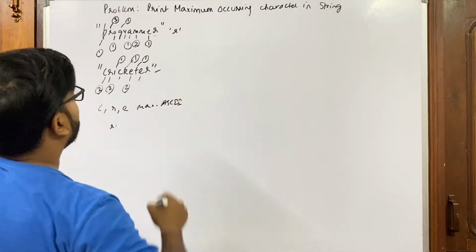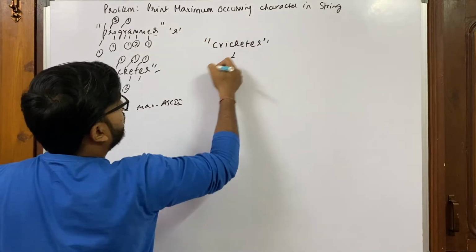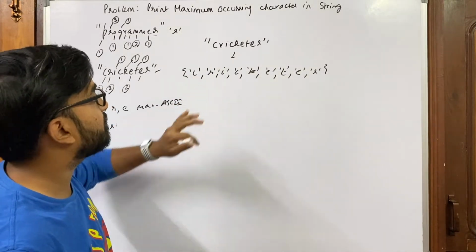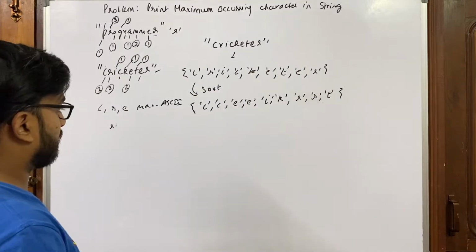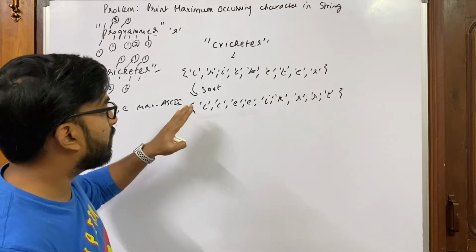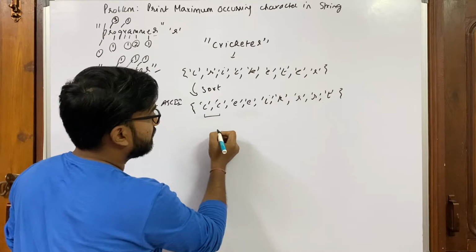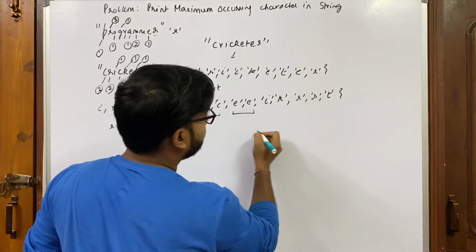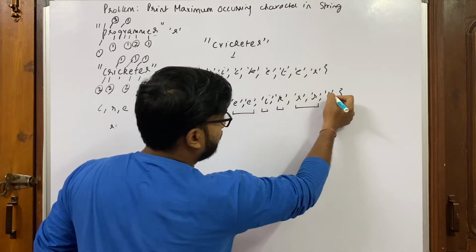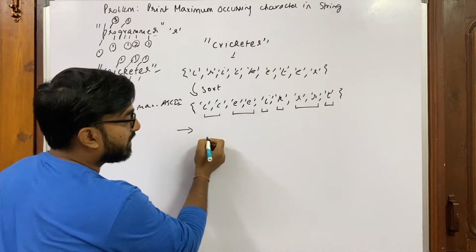I'll take this example, and I convert this string into a character array. Converting this string to a character array is pretty simple. And then I sort this array. From this sorted array you can observe that all copies of the same character occupy continuous indices. That is, all copies of C occupy continuous indices, all copies of E occupy continuous indices, I has only one copy, K has only one copy, R has two copies occupying continuous indices, and T has a single copy.